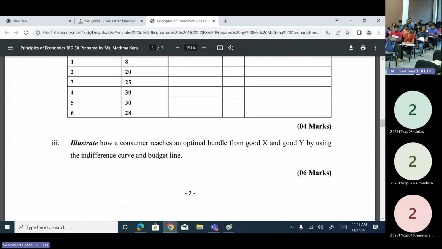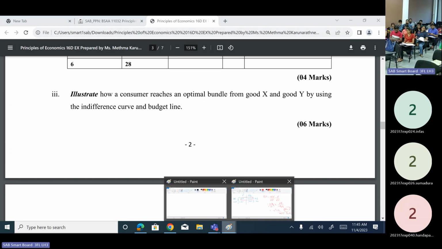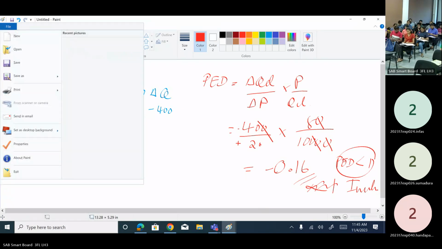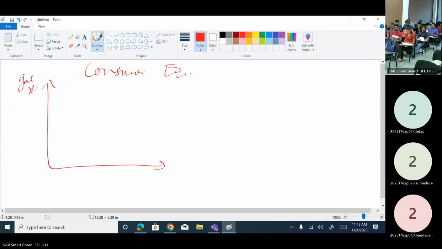Okay. Illustrate how a consumer reaches an optimal bundle from good X and Y by using the indifference curve and budget line. So let's go to this. I hope you all remember the indifference curve, their characteristics, right? Don't confuse isoquant and indifference curve. Indifference curves will come in consumer behavior. This is the consumer equilibrium. On this, we will have what? Two goods. They have given us the two goods. Good X, good Y, in units.